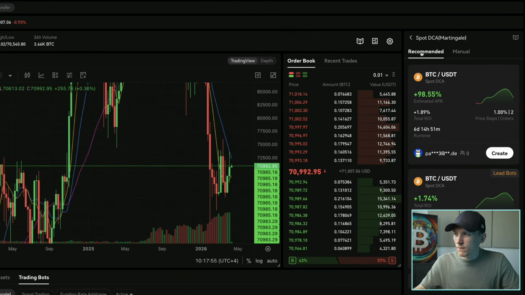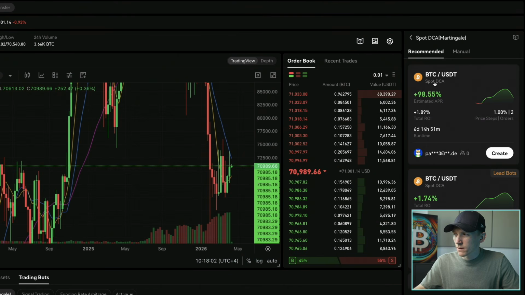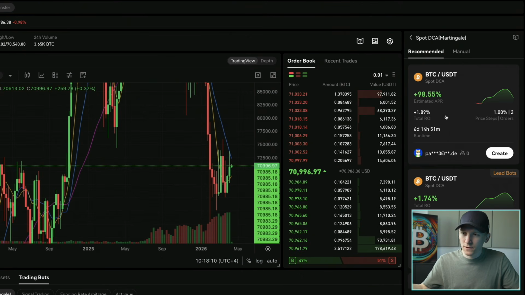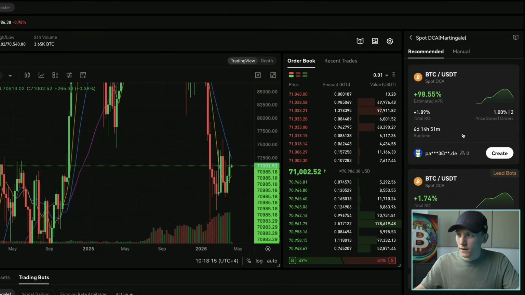So you can go to recommended bots. If you come out of here, this is just the trading screen. So you can go to trading bots here. You can see them all, spot DCA. Recommended, these are bots that have made profits recently. However, just because they made profits recently, the price action may be different in the future. So these may have worked well in the past, but may not be the best for future trading.